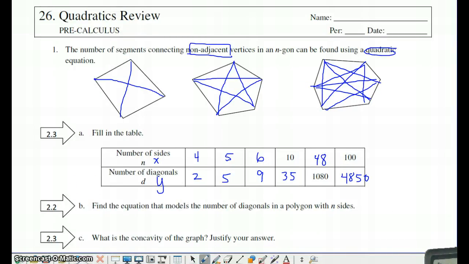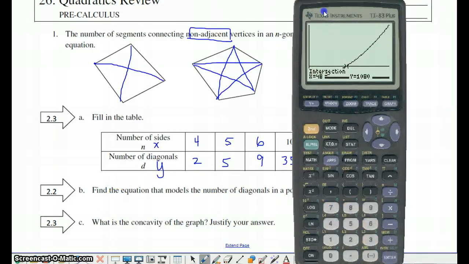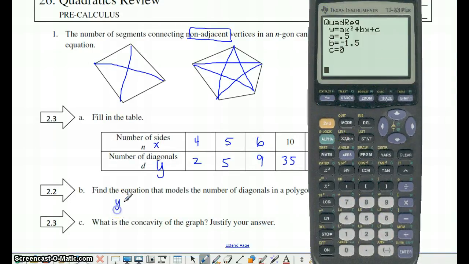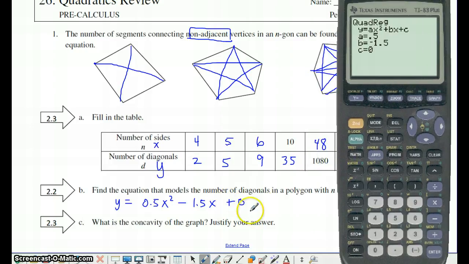So the actual equation I didn't write down was y equals 0.5x squared minus 1.5x plus 0. Now, a lot of you will write the plus 0, and it's okay to write that, but you also don't actually need that. So I'm going to leave that off.